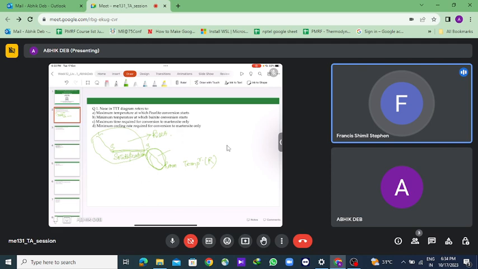I didn't understand. What is the question? The question is: shrinkage allowance of the pattern is provided to take care of which shrinkage. The options are A, liquid shrinkage; B, solid shrinkage; C, liquid and solid shrinkage; and D, any one of liquid or solid shrinkage. The solution they have given is that it takes care of both liquid and solid shrinkage. So can we take this solution as wrong?